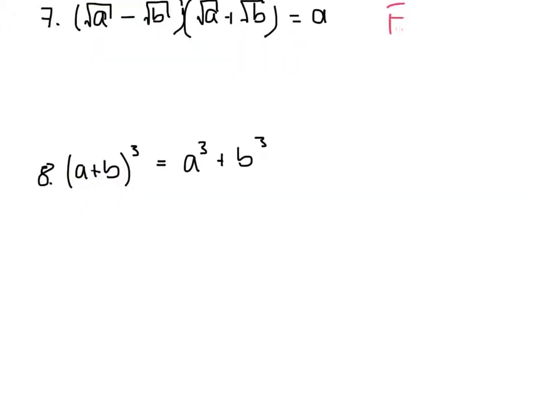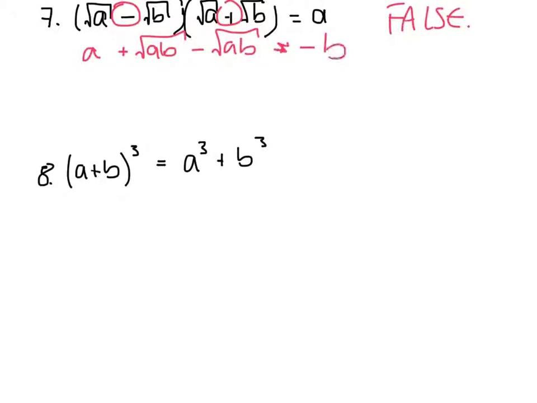This one is false. This is really useful when it comes to rationalizing the denominator, where there is a surd plus, or minus indeed, something else. This plus and then a minus is a little bit like the difference of two squares in algebra. And when we multiply these two brackets out, we end up with an A plus a root AB minus a root AB, but also plus, or rather minus, a B.